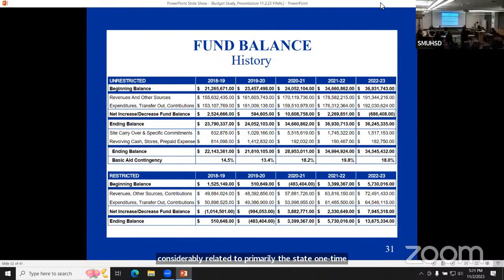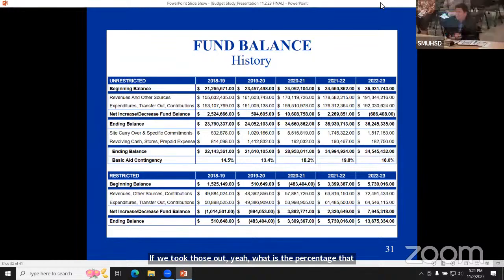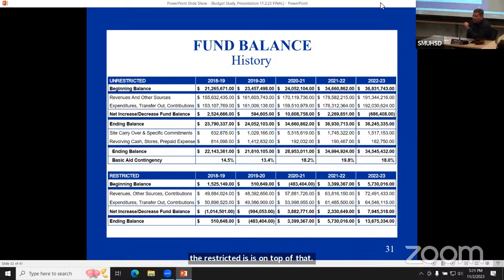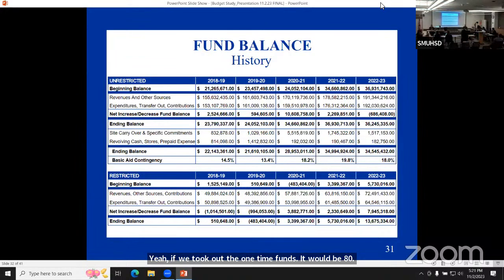If we took those out, what is the percentage that we would have for this basic aid contingency or the ending balance? It still is the 18%, the restricted is on top of that. No, I know that. What I'm trying to say is, what would our ending balance percentage be? If we took out the one-time funds, it would be 18%. Yes, correct. If you take the unrestricted and restricted, it's 21%.